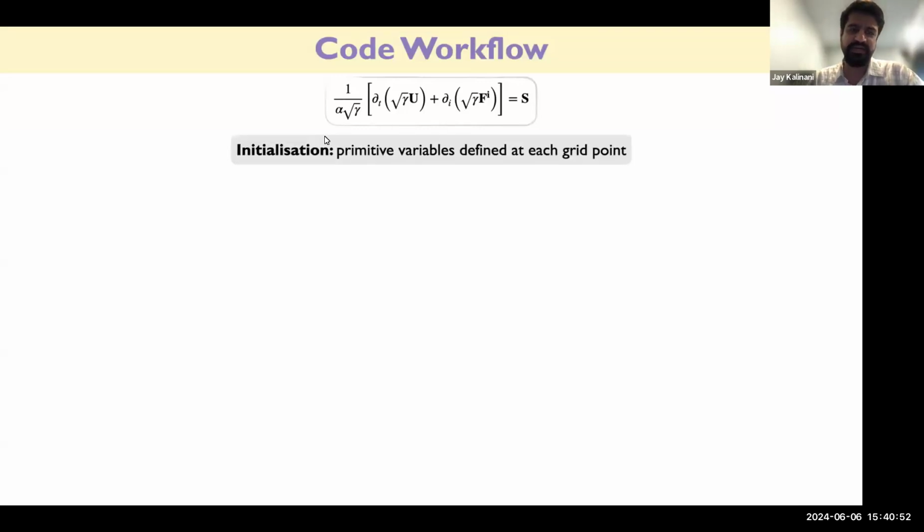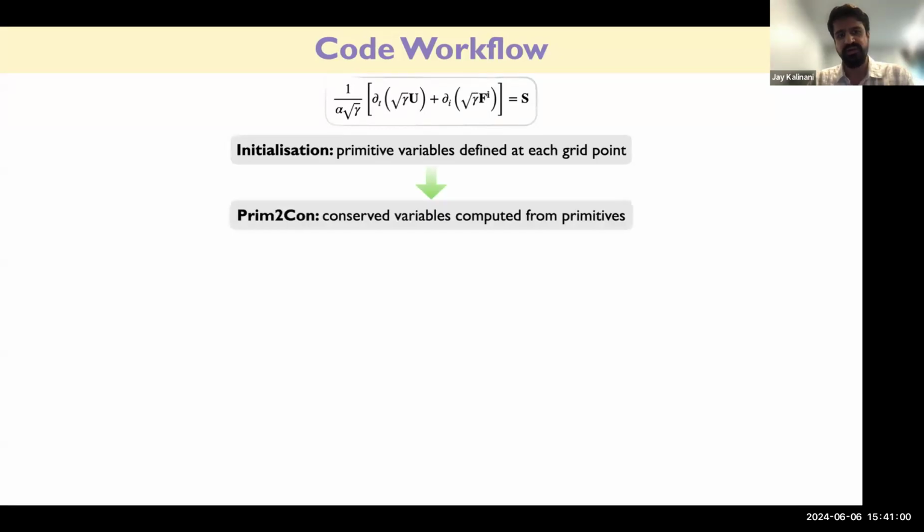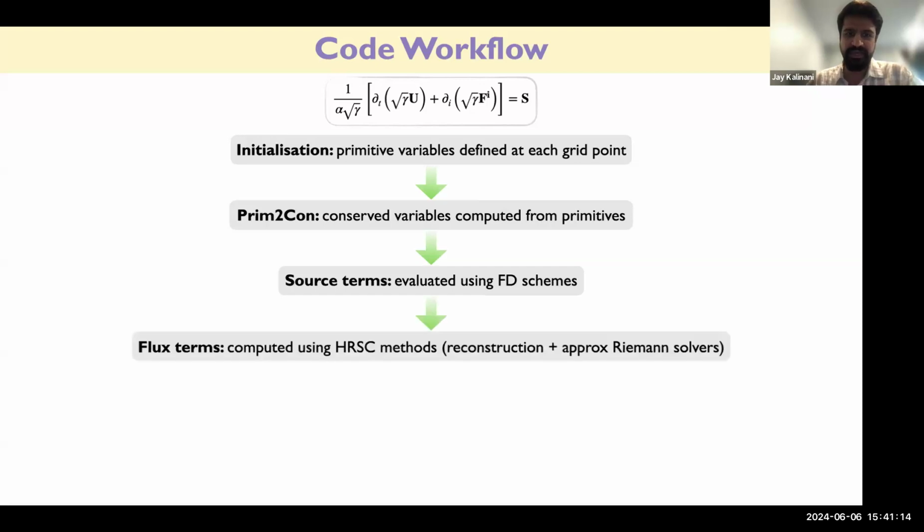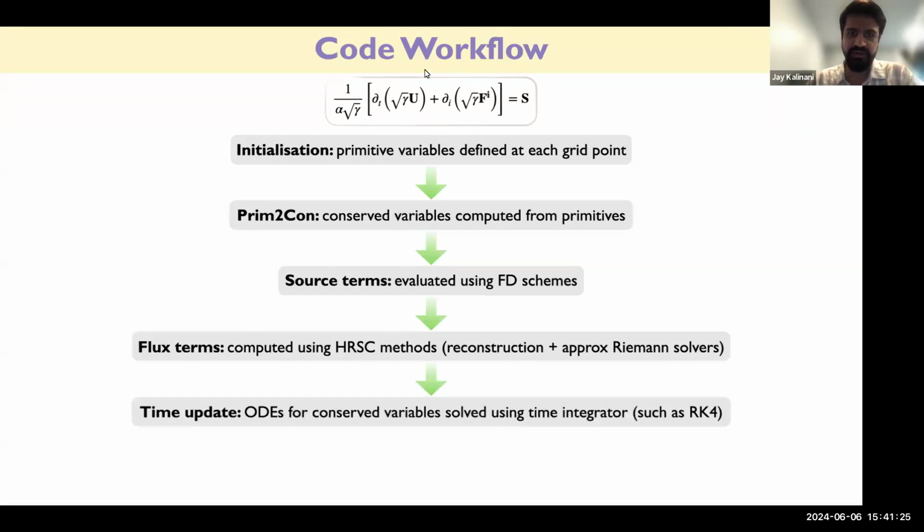The first step is to initialize your primitive variables at time equals 0 at each grid point in your simulation. Then you do a prim to con to compute your conserved variables from the primitive ones that you just defined. The next step is to compute the source terms that I showed earlier using finite difference schemes. Then you employ these high-resolution shock capturing methods to compute the flux terms at the cell interfaces. Then flux minus source terms gives you an ODE that one can solve using time integrators such as Runge-Kutta 4.